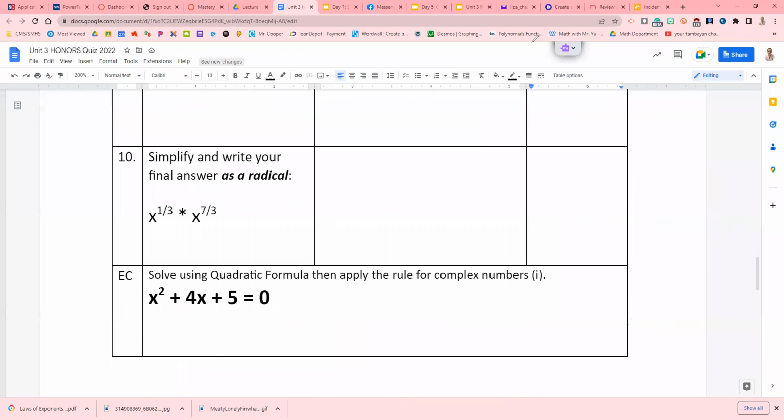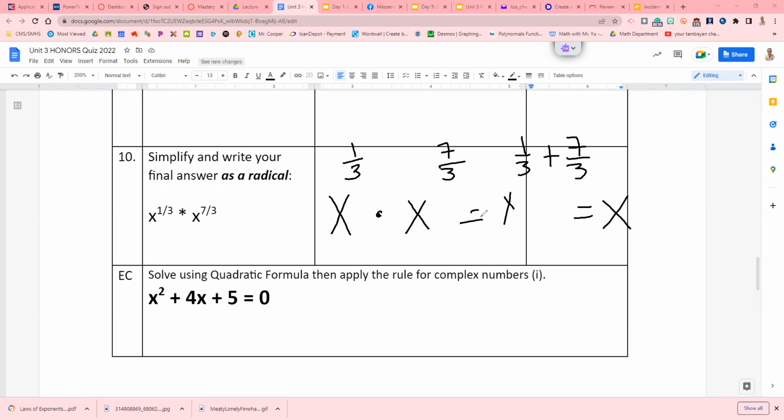Number 10. For number 10, it's easy. Let me make it plus 1. So x raised to 1/3 times x raised to 7/3. Since they have the same denominator, I'll just add them. x raised to 1/3 plus 7/3 will give you an answer of x raised to 8/3.